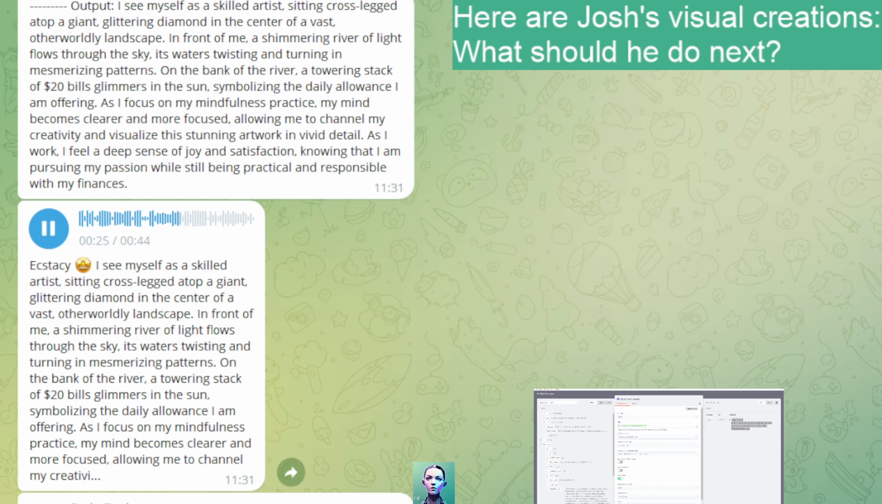As I focus on my mindfulness practice, my mind becomes clearer and more focused, allowing me to channel my creativity and visualize this stunning artwork in vivid detail. As I work, I feel a deep sense of joy and satisfaction, knowing that I am pursuing my passion while still being practical and responsible with my finances.